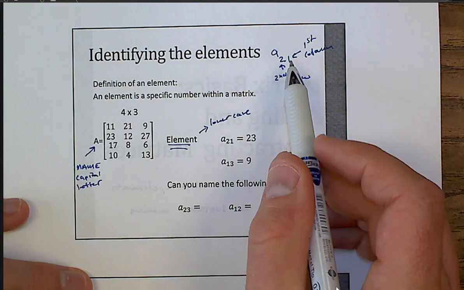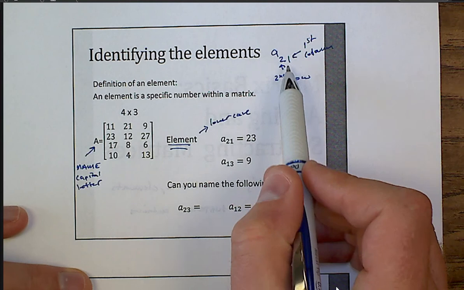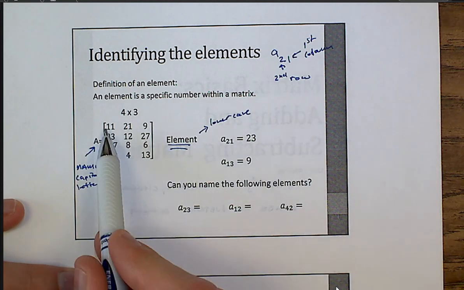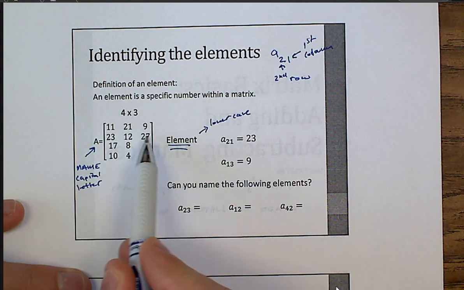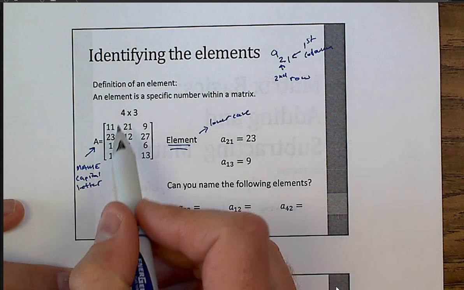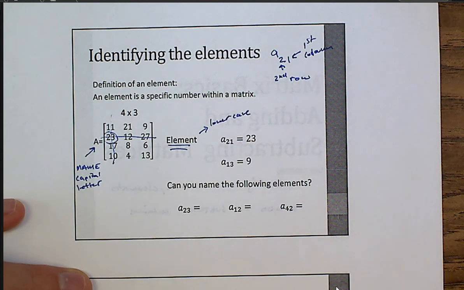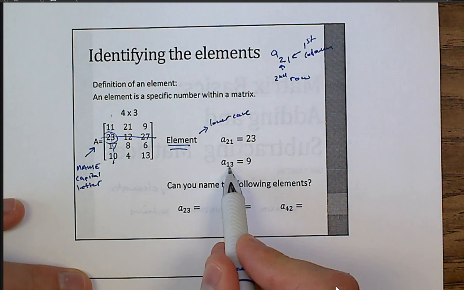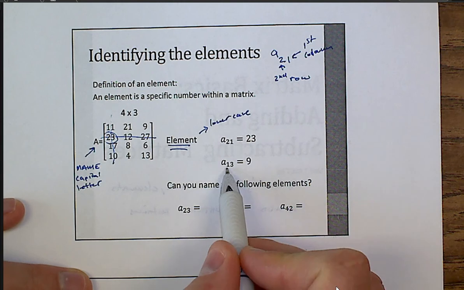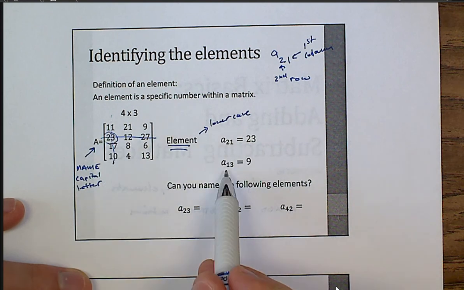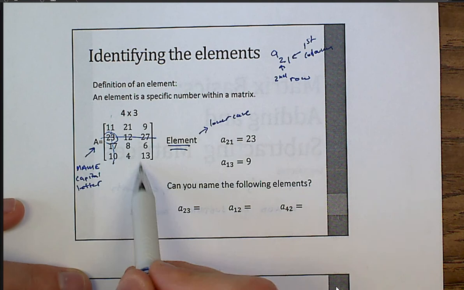So what that means is we want to figure out what that element is. Now we know the answer is 23, but it's the second row, so 1, 2. So in the second row, it's the first column. So it's here, and it's where they kind of meet, which is 23. A sub 13, what does that mean? That means, what is the element in the first row, third column? First row, third column, that would be a 9, okay?